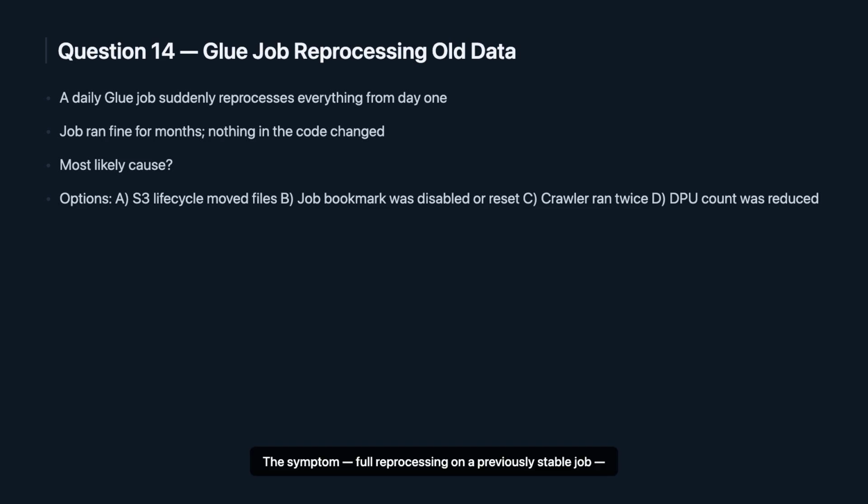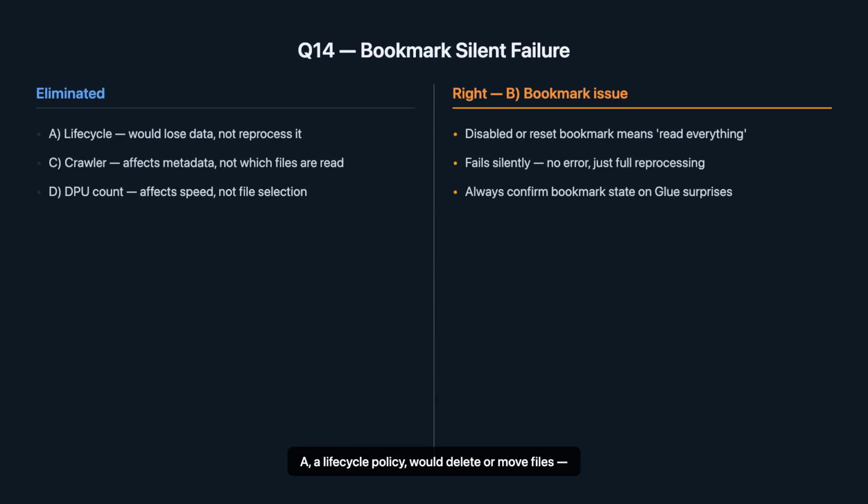The symptom, full reprocessing on a previously stable job, points at one specific Glue feature. A lifecycle policy would delete or move files. The job would lose data, not reprocess it. C. The crawler affects table metadata in the catalog, not which files the job reads. D. A lower DPU count affects how fast the job runs, not which files it picks up. That leaves B. The job bookmark was disabled or reset.